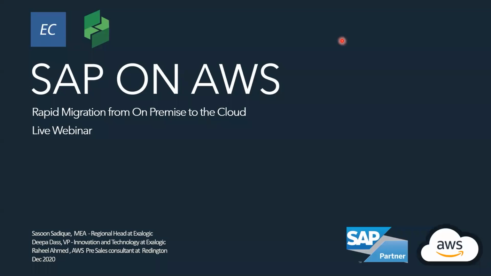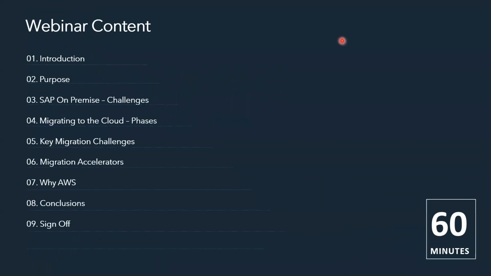Please allow me to navigate through the webinar content to give you an overview of what we intend to present today. We'll be introducing the panel of speakers, the purpose of this webinar, some of the key challenges of running SAP workloads on-premise. We will then dive into the key phases of migrating from on-premise to the cloud. We will also be covering a section on the key migration challenges that we observe and how you can mitigate this. What kind of accelerators are available to accelerate your migration, the tools that are available.